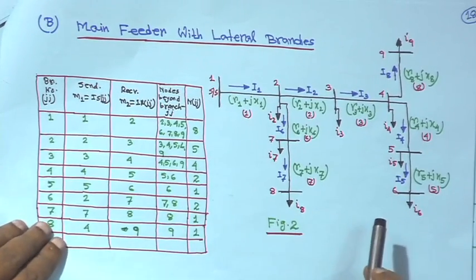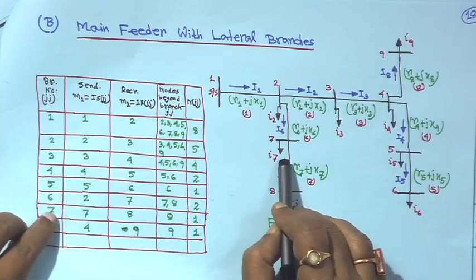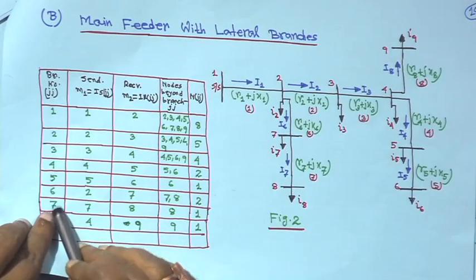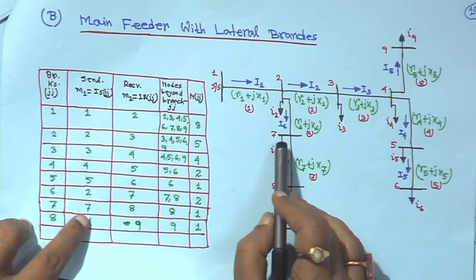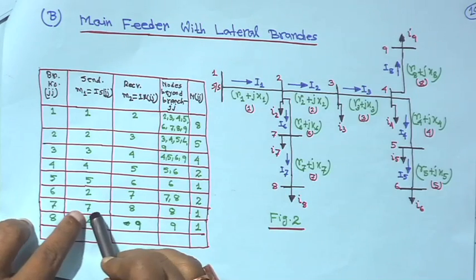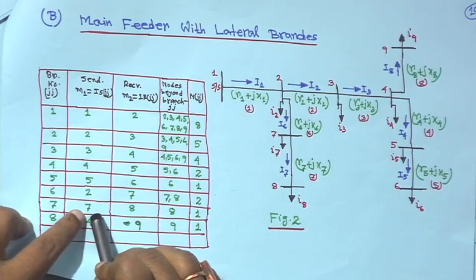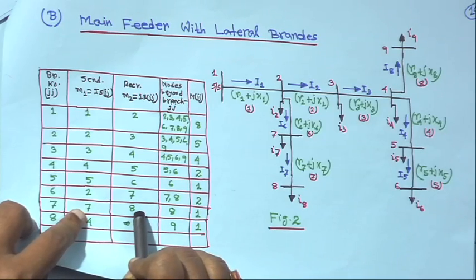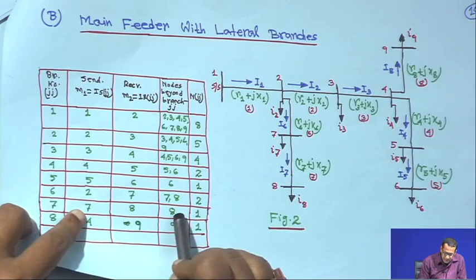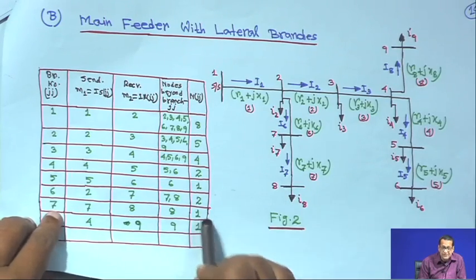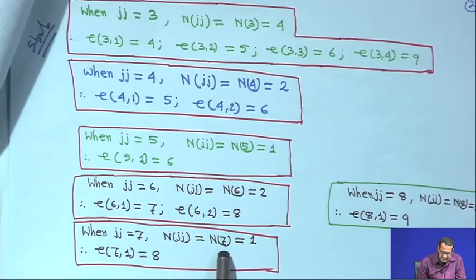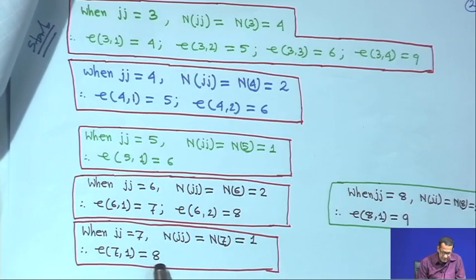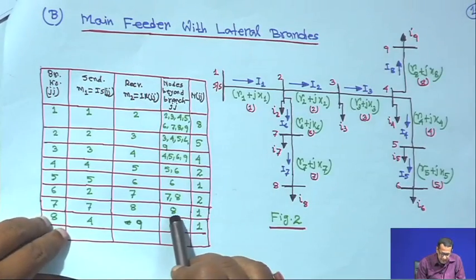Next, you come to branch 7. Look at the table here. Beyond this branch only one node is there, but its sending end node is 7, receiving end node is 8. So M1 is 7, M1 is always the sending end node and M2 we have always taken as the receiving end node, and only one node, 8. So n7 is 1. Therefore, when jj is equal to 7, njj is equal to n7 is equal to 1. Therefore E71, only one element, is 8.